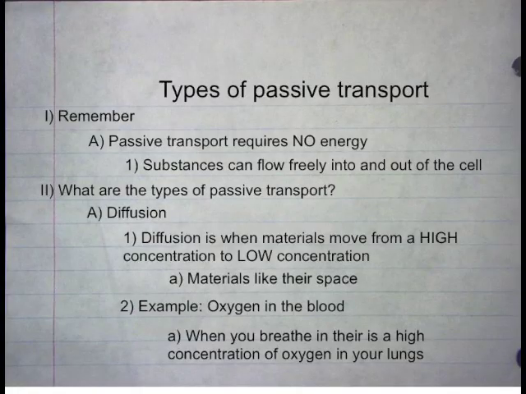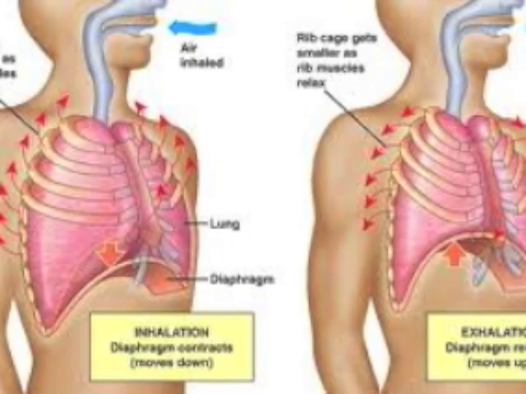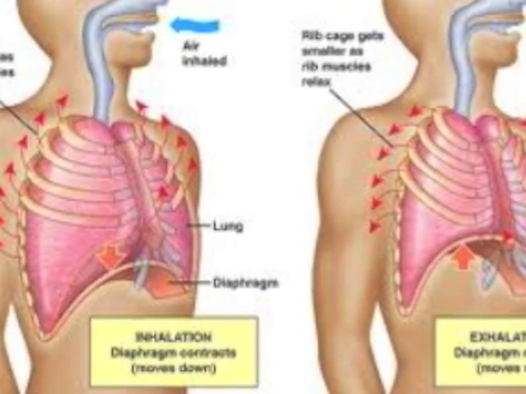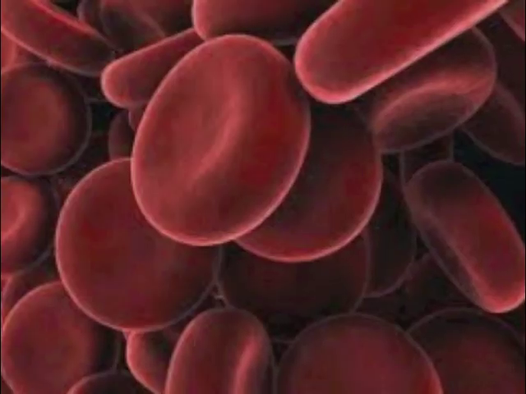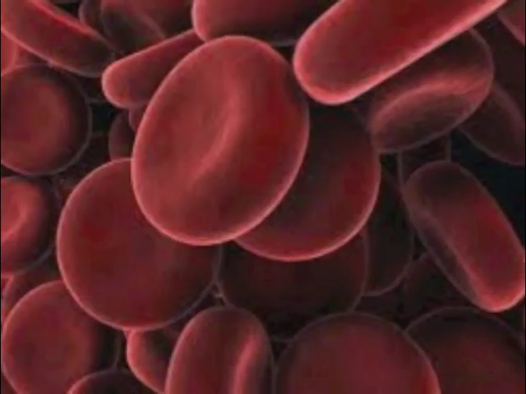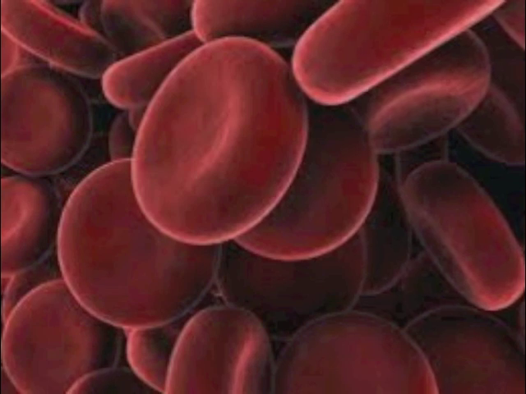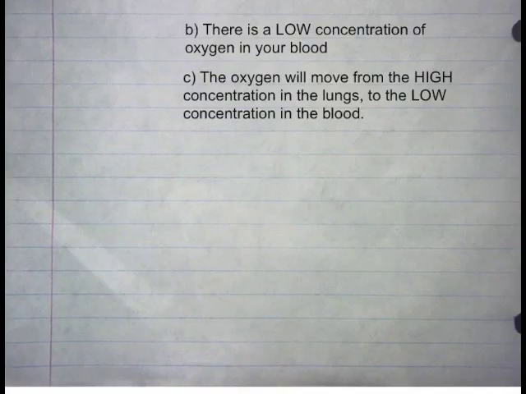Example of diffusion: oxygen in the blood. When you breathe in, a high quantity of air enters the lungs. You're taking in a high amount of oxygen and storing it in the lungs. From there, the blood that's around the lungs has a low concentration of oxygen. The low amount of oxygen in the blood creates a gradient for the high in the lungs and the low in the blood. The air is going to want to naturally flow to the blood. The oxygen will move from the high concentration in the lungs to the low concentration in the blood.